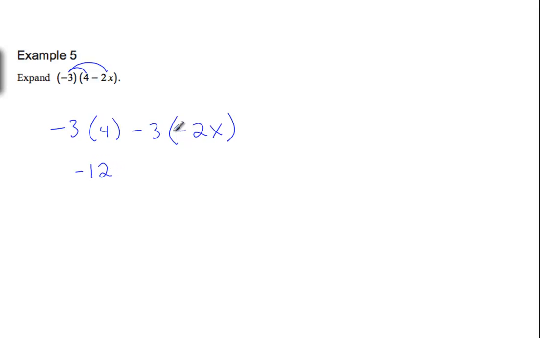Okay, negative 3 times negative 2x. Negative times a negative, that's going to be a positive. 3 times 2x would give us 6x. Okay, so this expands to here. This becomes that, right? And now again, just because of convention, we're going to put the x in front because it's the greater power here.